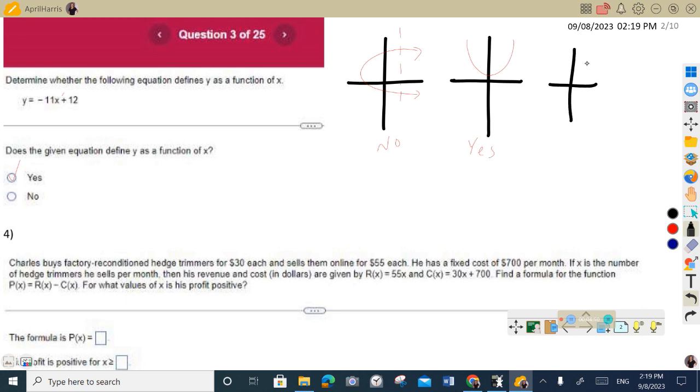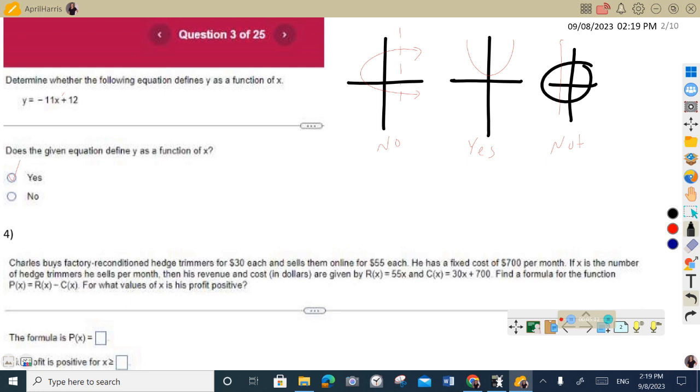If I had a circle, that fails the vertical line test, so that's not a function. So you can graph it. If you have a graph, it has to pass the vertical line test. If it's from one of your families of functions, which if you took Algebra 2 or Pre-Cal, that's constant, linear, quadratic, cubic, square root, rational. All those functions are parent functions.